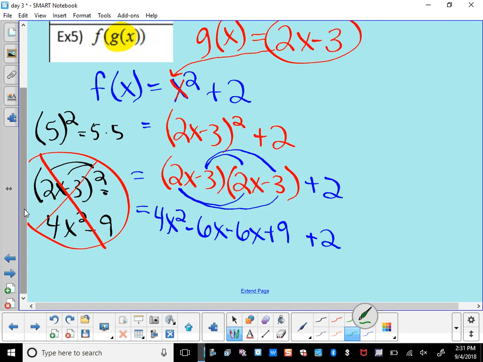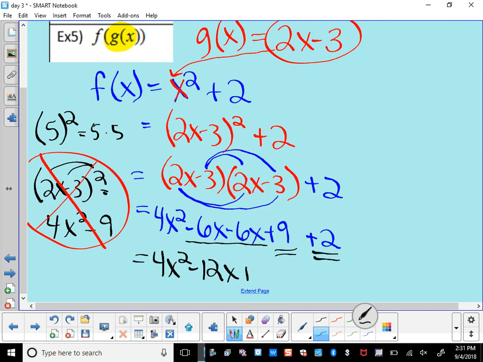Do I have any like terms here? Yeah. Well, 4x squared is by itself, right? What about negative 6x minus 6x? What's negative 6 minus 6? Negative 12. You gotta be careful with that one because most people forget that negative in front. So it's negative 6 minus 6. And then I have 9 plus 2, which is 11. This is my answer.